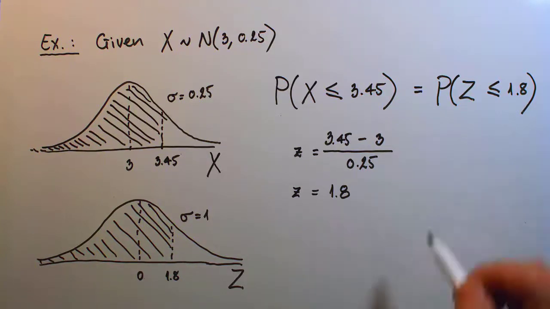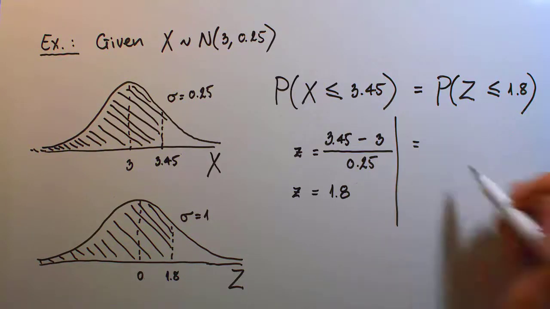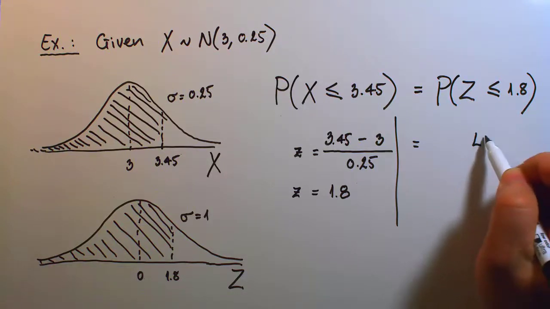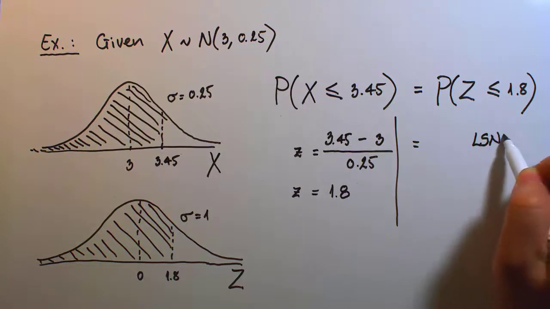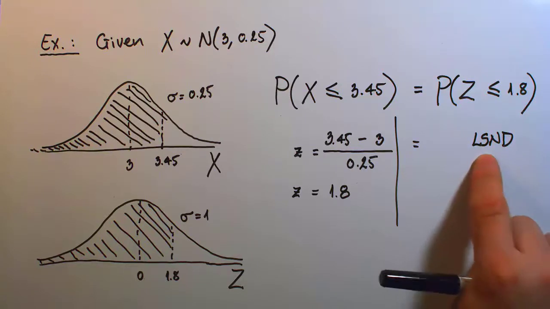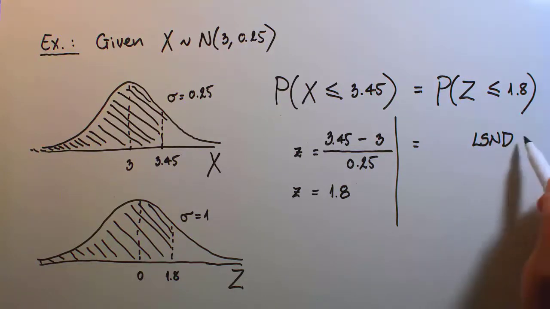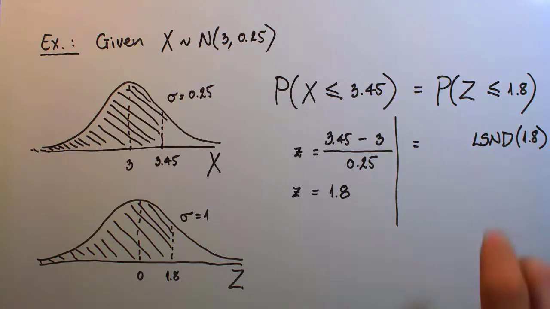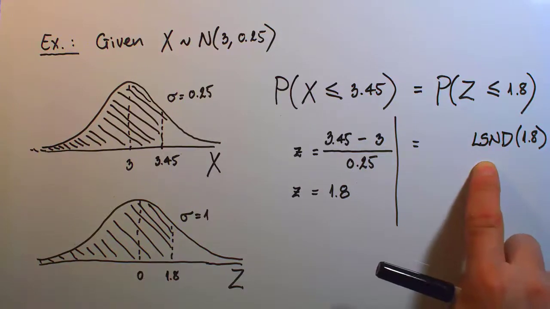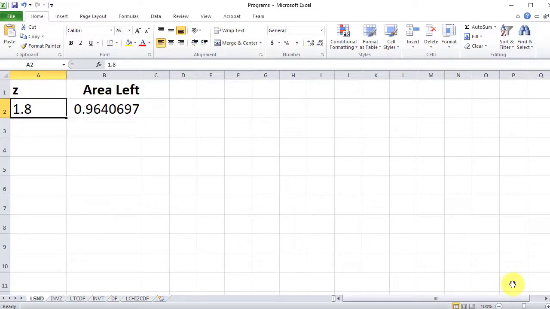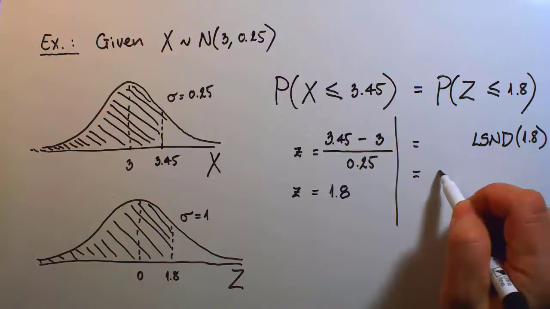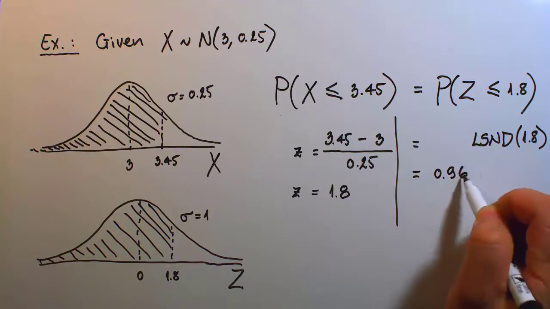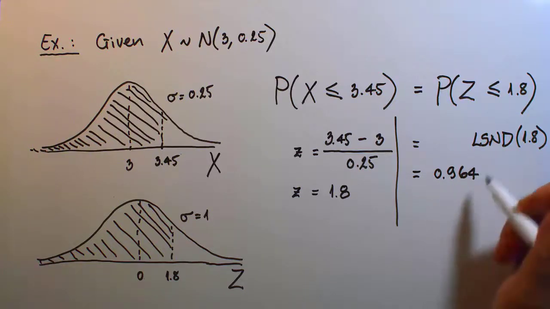And now that area can be found by, I talked about my tool to calculate area left on a standard normal distribution. So here I'm going to run my LSND program, providing z-score 1.8. And that will get me my answer. So the calculation comes out to be, rounded to 4 decimal places, 0.9641.